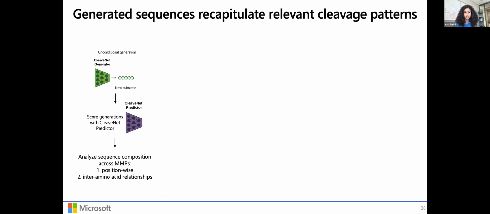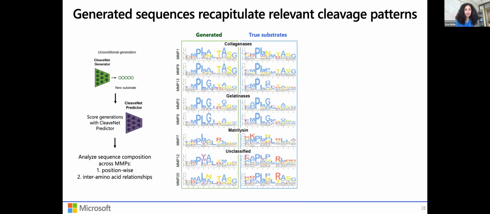Furthermore, we can inspect this a bit further in actually generating these substrates and then scoring them using our CleaveNet predictor and analyzing the sequence composition and how that composition differs across substrates that score highly for distinct MMPs in this data set. And so here we considered two things. First, what those distributions looked like position-wise, again, looking at the top scores for a particular MMP of interest. And secondly, again, from this question of whether or not our generations were capturing these critical inter-amino acid relationships.